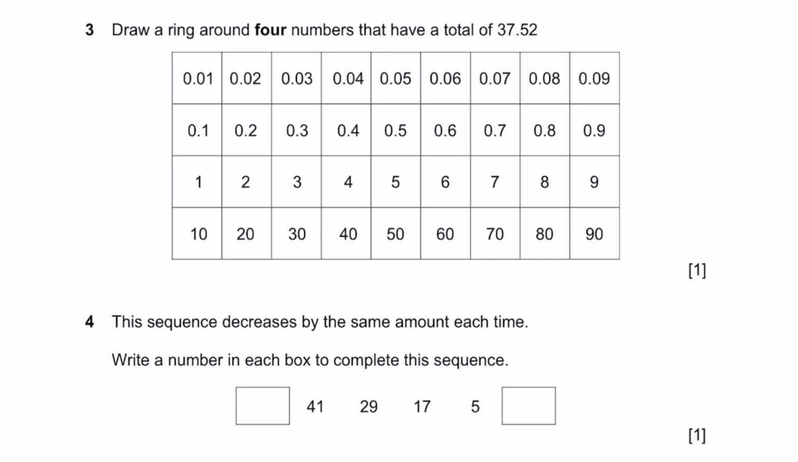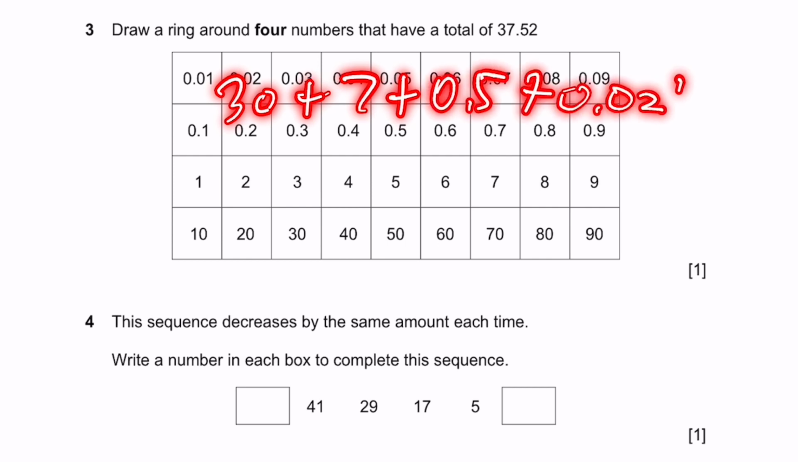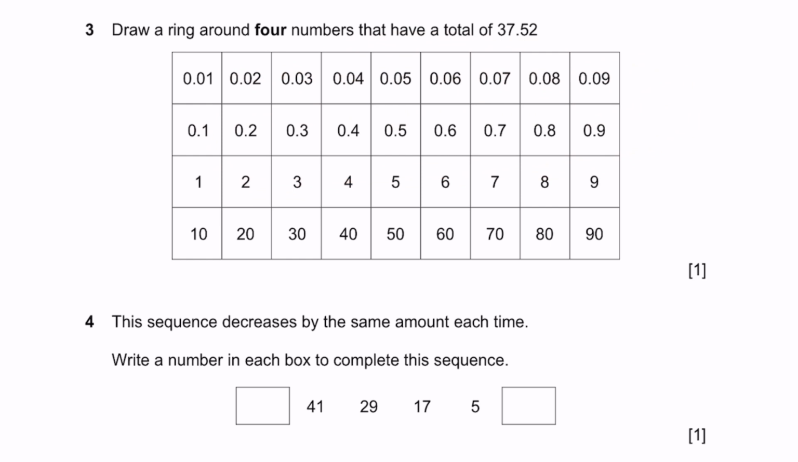Question 3. Draw rings around 4 numbers that have a total of 37.52. We can split this 37.52 into 30 plus 7 plus 0.5 plus 0.02 and find these 4 numbers in the table. 0.02, 0.5, 7, and 30. That's it.